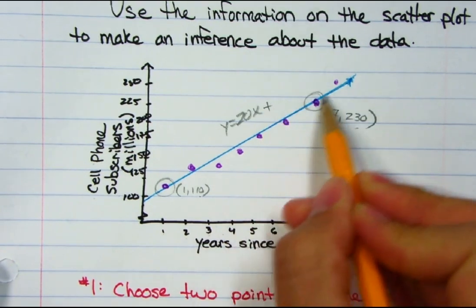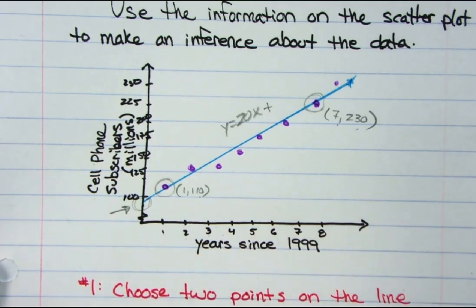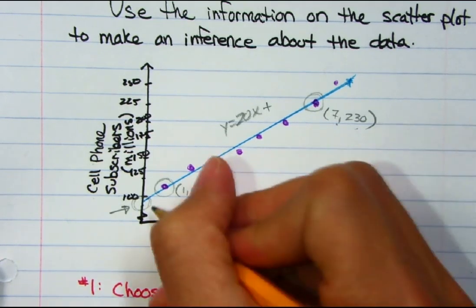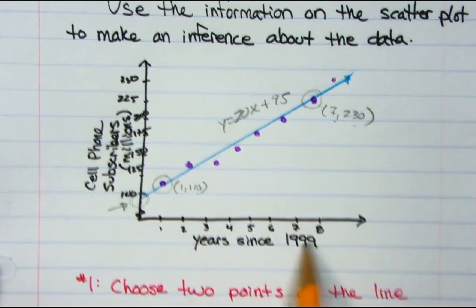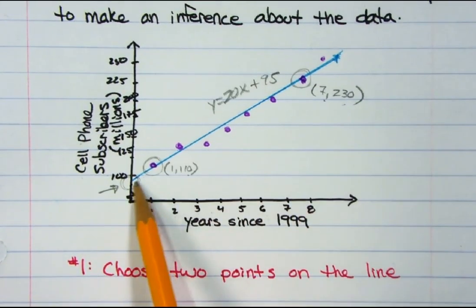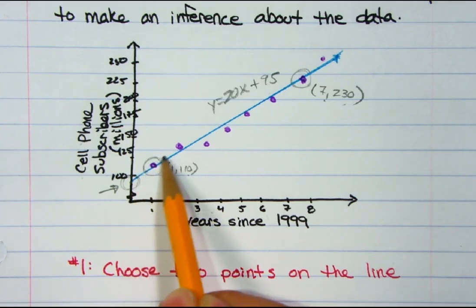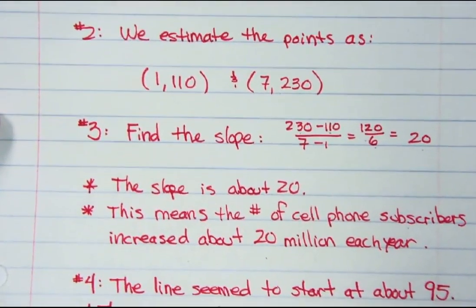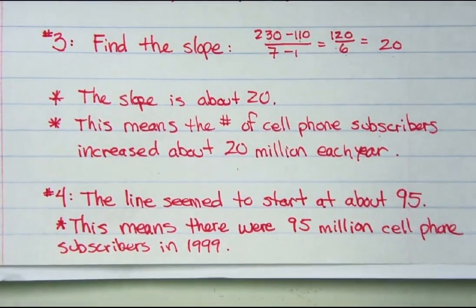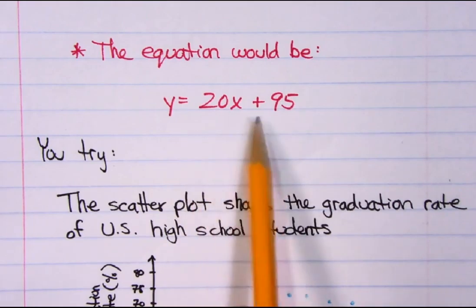What I want to know is where it all started from. So I go back over here and I take a look right there. And I say, what do I think that number could be? I'm going to estimate it's pretty close to 100. I'm going to say about 95. What that tells me is that in 1999, I think that about 95 million people had cell phone subscriptions. And then from there, increased about 20 million every single year. And so that's our last part. It just says, hey, the line seems to start at 95. So this means that in 1999, that's how many subscribers there would be, 95 million. As I mentioned before, that would be the equation of that line.